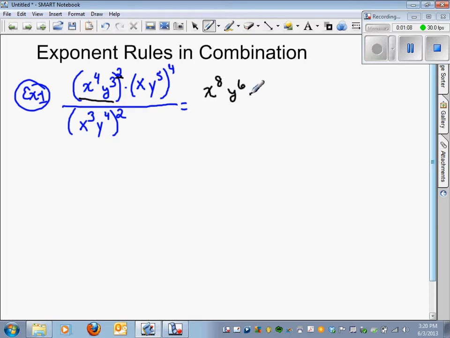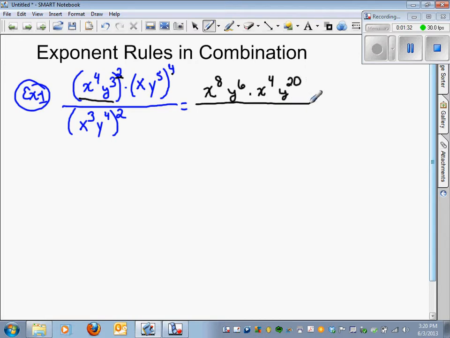The second set of parentheses there, x, y to the fifth raised to the fourth, we have x done 4 times, which is going to be x to the fourth. And then we have y to the fifth, so 5 y's done 4 times. Well, if we have 5 y's and repeat that 4 times, it's going to be 20 y's, so y to the 20th. The denominator, we can do the same thing.